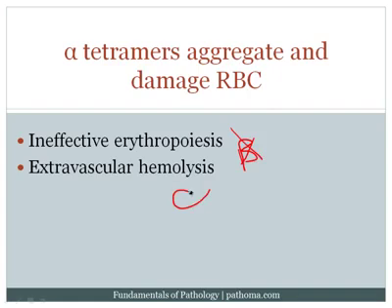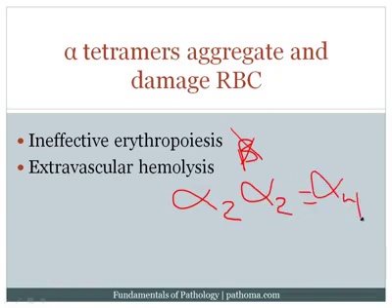As alpha chains are produced, the alpha chains will dimerize, and then eventually alpha 2 will look to join beta 2, but because there's no beta 2, alpha 2 will join alpha 2, which will produce tetramers of alpha. These alpha tetramers will precipitate, and they'll damage the red blood cell. When they damage the red blood cell, that results in something called ineffective erythropoiesis. What that means is that as the red blood cells are being made and alpha is being produced, the alpha will precipitate and damage the red blood cell as it's being generated.